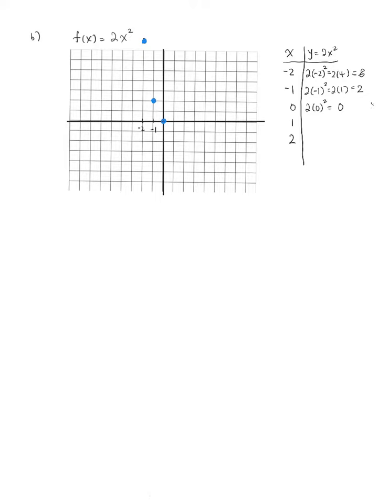Okay, now let's go with when x equals 1, then you're going to have 2 times 1 squared, which is 2 times 1, so it's going to be 2. So (1, 2). Okay, now when x is 2, our y is going to be 2 times 2 squared. So it's the same thing as when x is -2, so it's going to be 8.